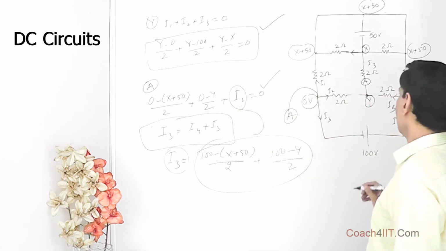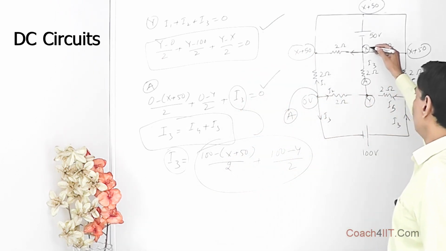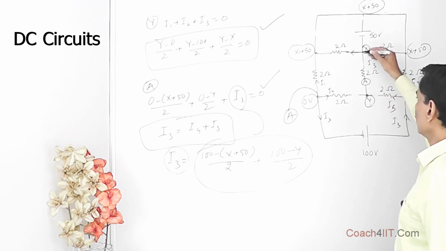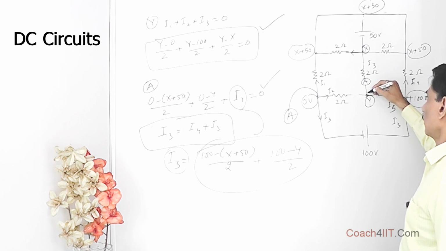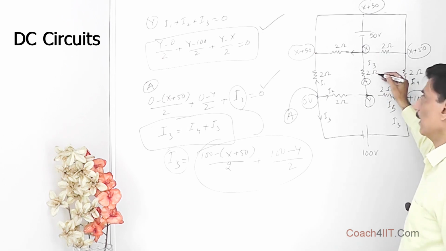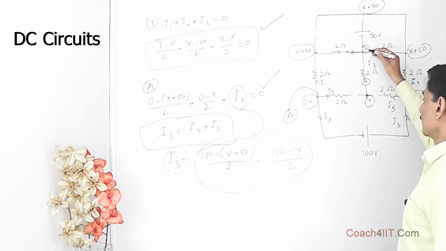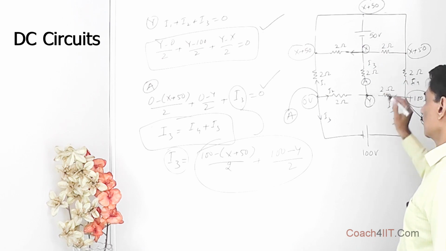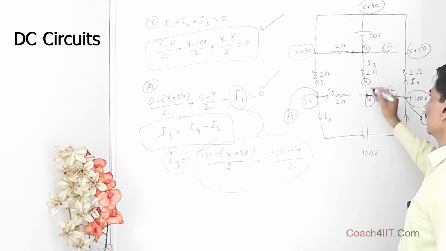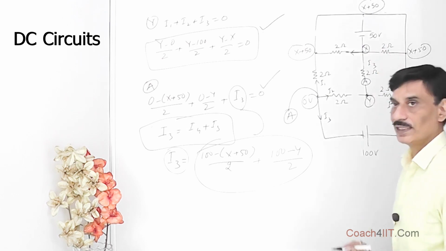Once we find the values of X and Y, we can find the potential difference across this resistor. Once we find the potential difference across this resistor, we can divide that value by 2 ohm and we can find the current. If the value of X is greater than the value of Y, the current shall be flowing in this direction, and if the value of Y is greater than the value of X, then the current shall be flowing in this direction.